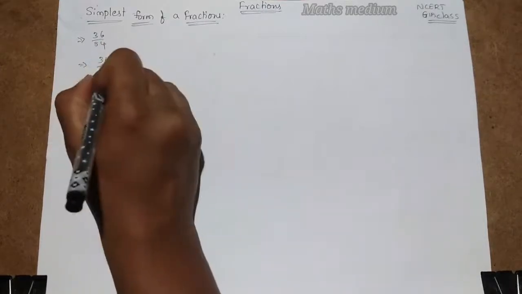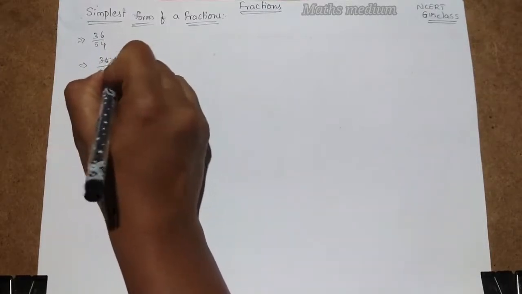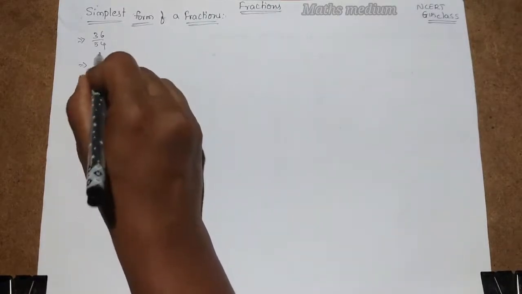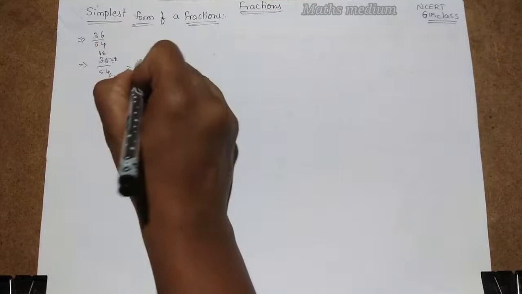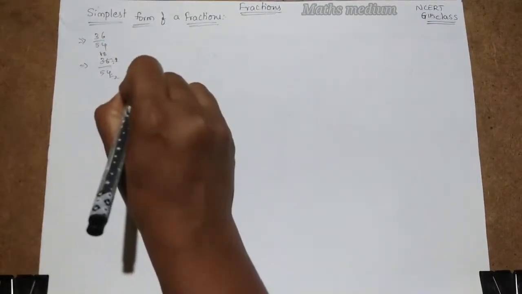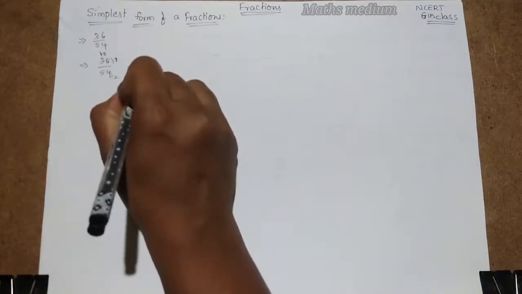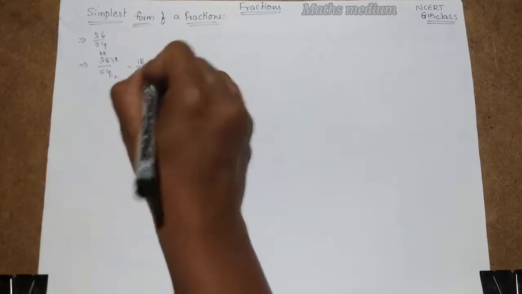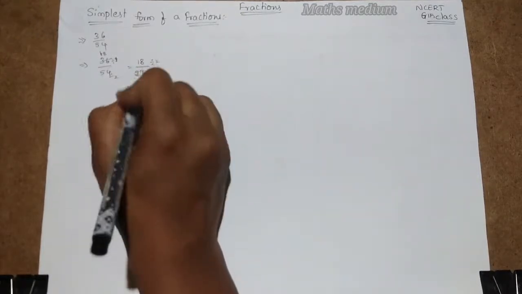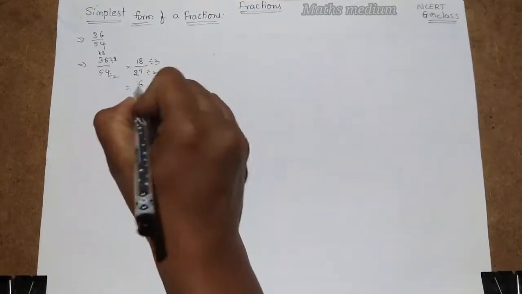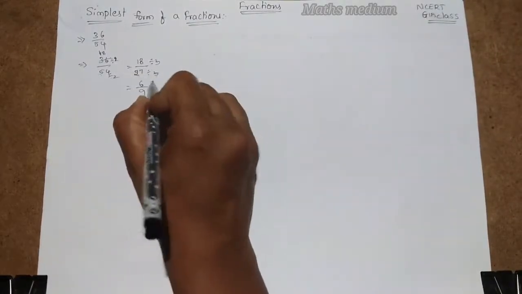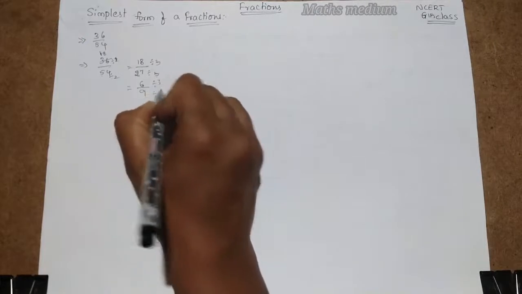So for example, take 2: this is divided by 2, this is also divided by 2. 2 eighteens are 36 and 2 twenty-sevens are 54, so we get 18 by 27. This is one step. If you divide both numerator and denominator with 3, then 3 sixes are 18 and 3 nines are 27. Again you can divide both numerator and denominator with 3.